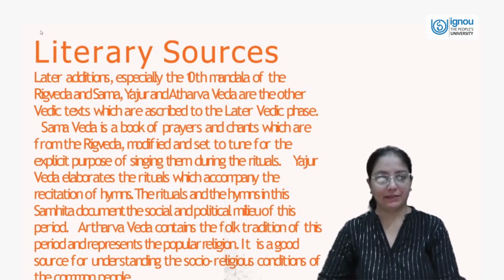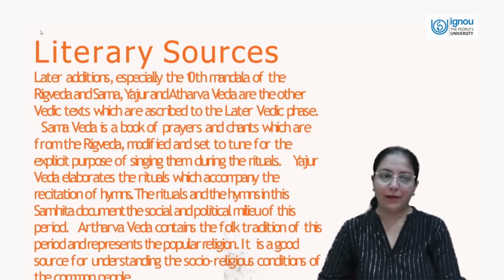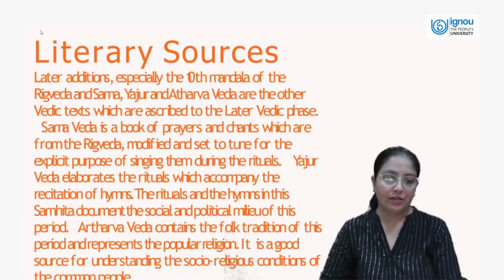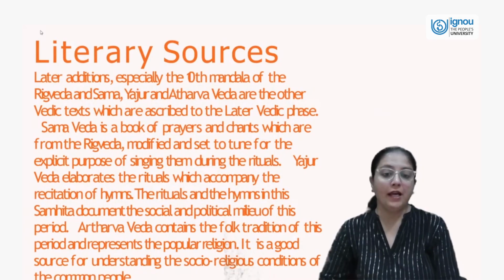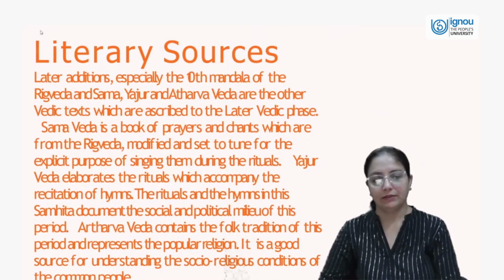Sama Veda is a book of prayers and chants from the Rig Veda, modified and set to tune for the explicit purpose of singing them during the ritual. Yajur Veda elaborates the rituals which accompany the recitation of hymns. The rituals and hymns in this Samhita document the social and political milieu of this period. Atharva Veda contains the folk tradition of this period and represents the popular religion. It is a good source for understanding the socio-religious conditions of this period.